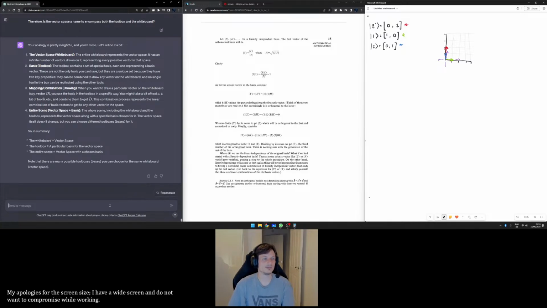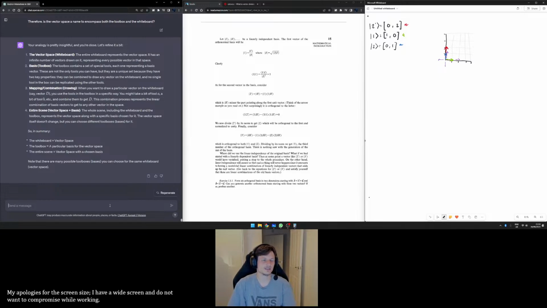Mapping, combination, drawing. When you want to draw a particular vector on the whiteboard, say vector D, you use the tools in the toolbox in a specific way. You might take a bit of tool A, a bit of tool B, etc., and combine them to get D. This combination process represents the linear combination of basis vectors to get to any other vector in the space.